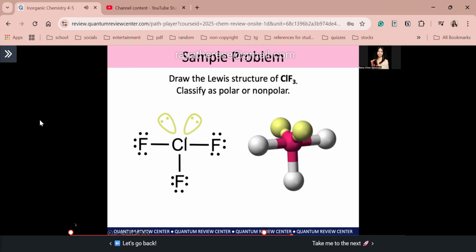Now, let's draw the dipoles. Okay? So, mas electronegative si fluorine. So, papunta sa kanya ang dipoles. Ganito, ganito, and ganito. Okay? You may think that this will cancel out with this one. Pero may net dipole pa tayo dito sa gitna. Okay? That's why ClF3 is polar.